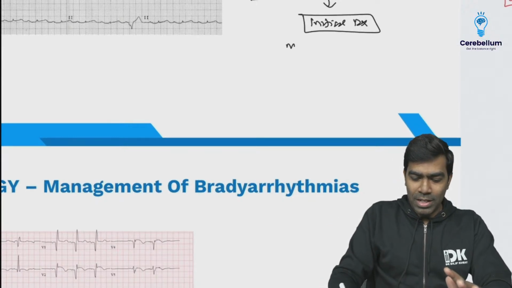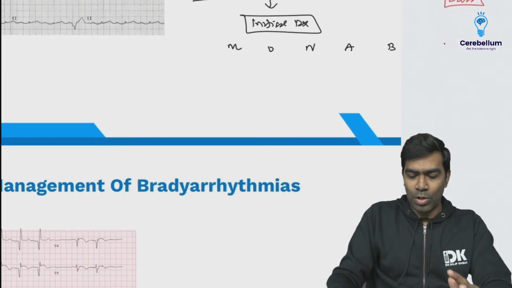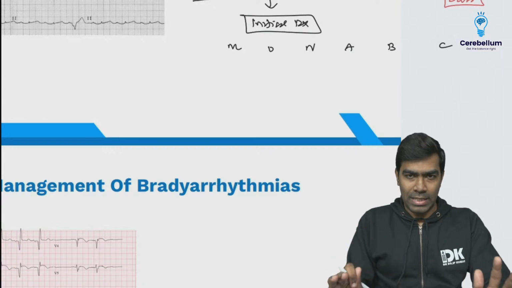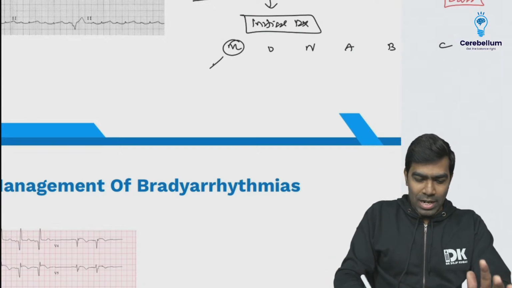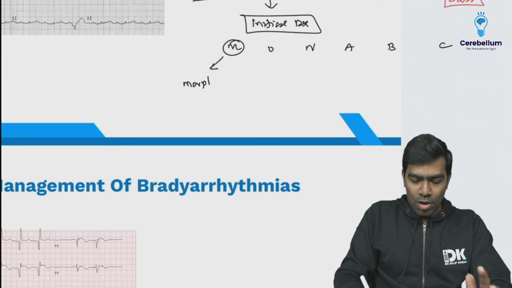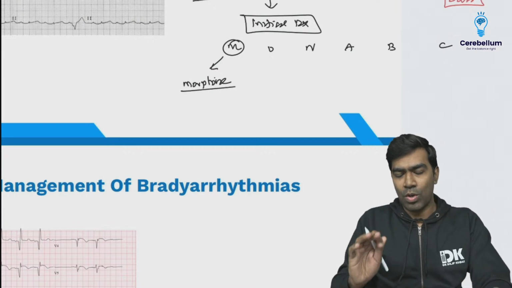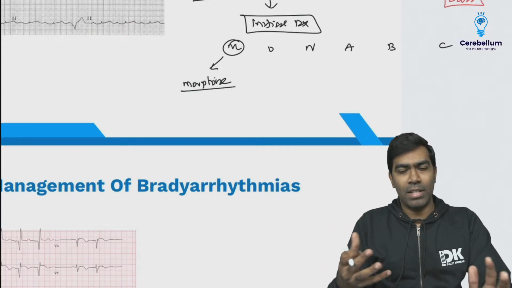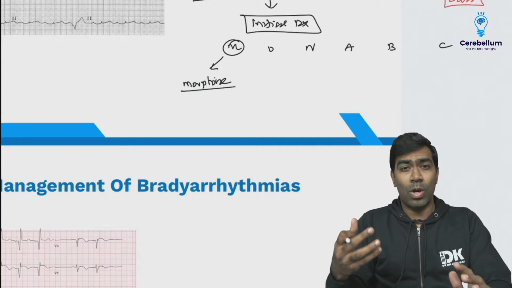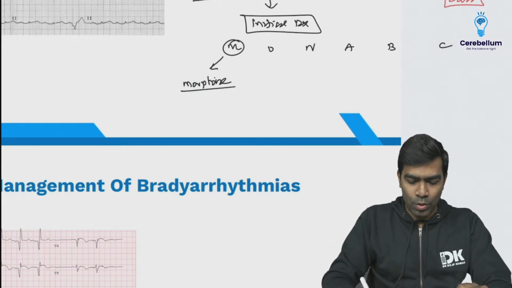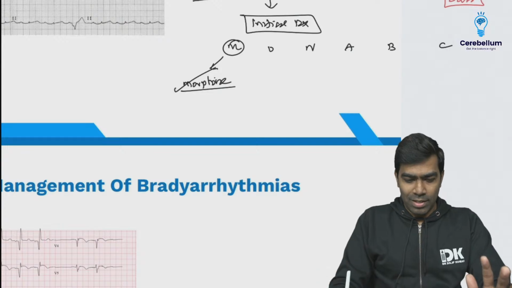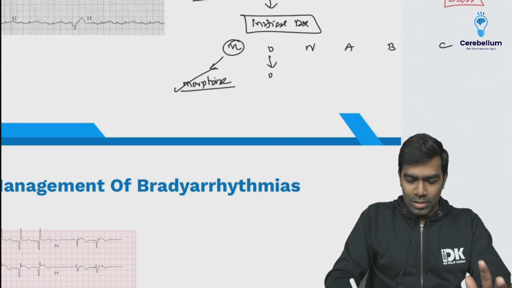We can remember it by the mnemonic MONA-BC. This is a very famous mnemonic right from the USMLE exams. So MONA-BC. M stands for what? Morphine. We don't use morphine for all patients. We use morphine only for selected patients, those who are having severe chest pain despite the use of drugs like NTG, or those who are very anxious. Only for those patients we are going to use morphine. Nowadays we don't routinely use morphine. Then O stands for oxygen.